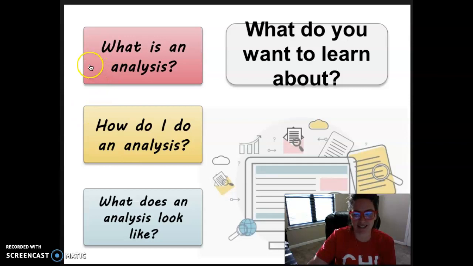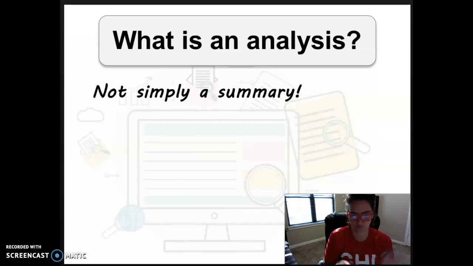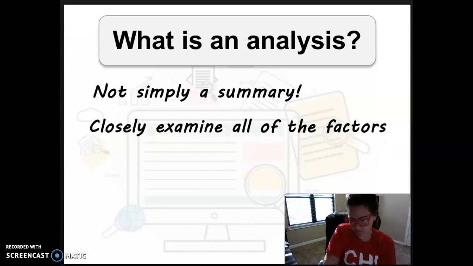So what is an analysis? Wherever your notes are, make sure you're on the analysis side right now. So what is analysis really? First, it's not simply a summary. To analyze is to go beneath the surface and closely examine all of the factors that may be involved.